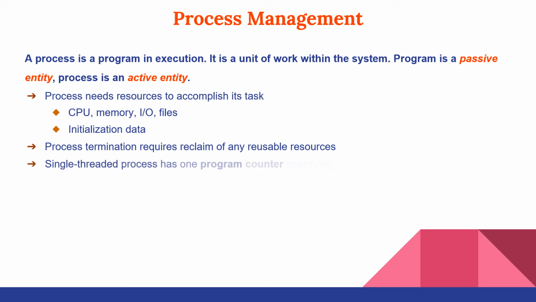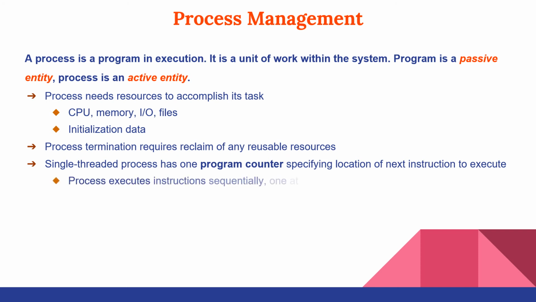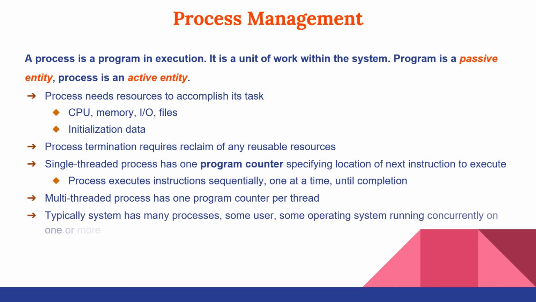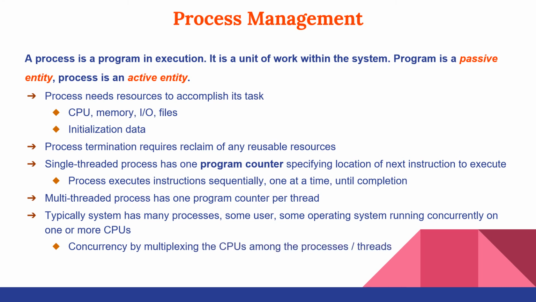A single-threaded process has one program counter specifying the location of the next instruction to execute. Processes execute instructions sequentially, one at a time, until completion. Multi-threaded processes have one program counter per thread. Typically, a system has many processes, some users, some operating system, running concurrently on one or more CPUs. Concurrency is achieved by multiplexing the CPUs among the processes or threads.